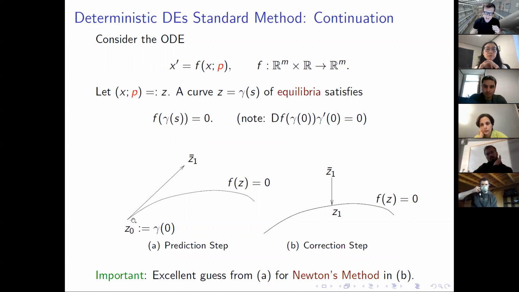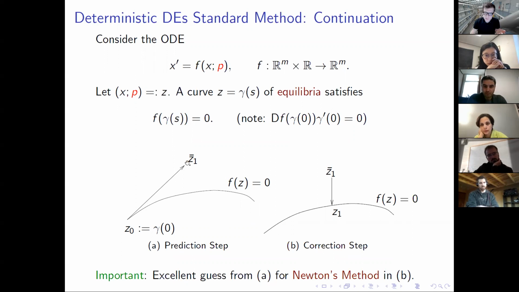And once you have computed the tangent vector, you make a prediction for a new parameter value. P is again the parameter, effectively on our horizontal axis. You make a new prediction, and after you make the prediction, you're off the curve of equilibria. And then you do a correction step.